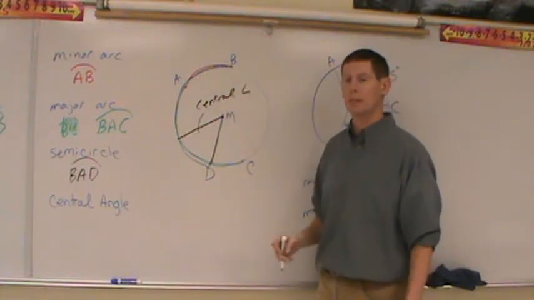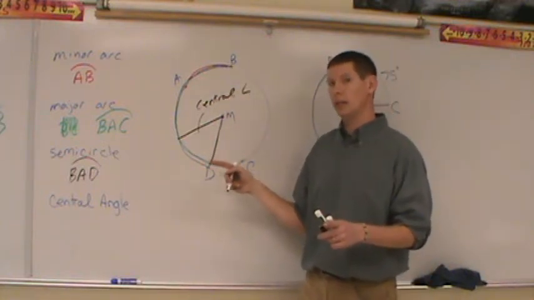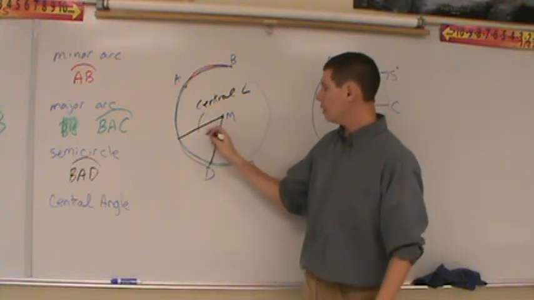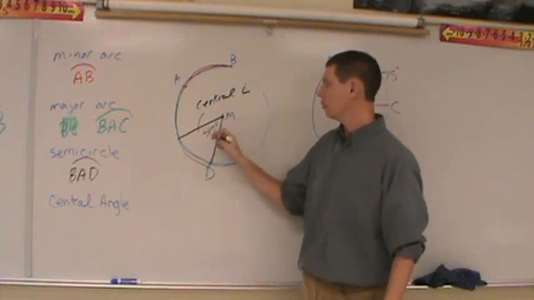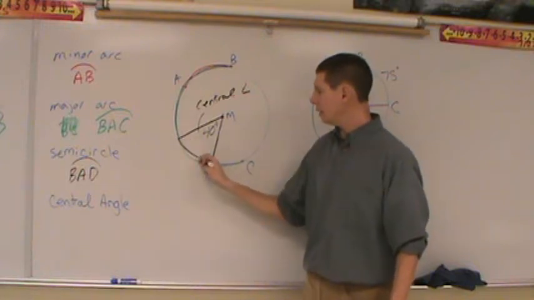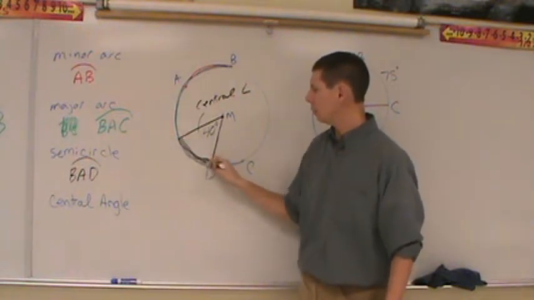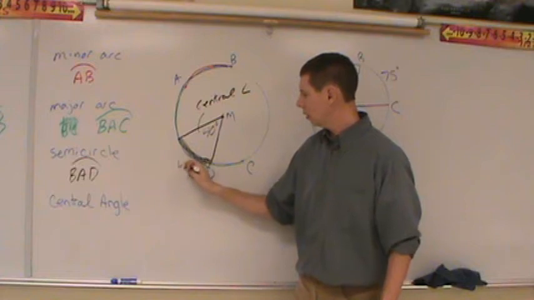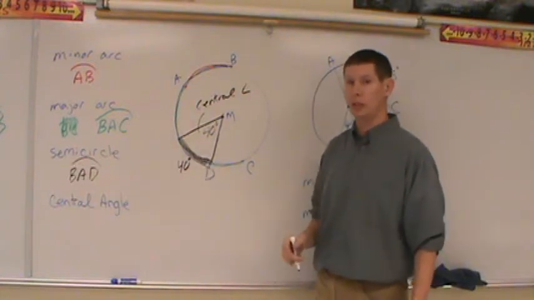And the thing about a central angle is, whatever the measure is, if it's 40 degrees, whatever arc lies in between the sides of that angle, so this part of the circle, is also 40 degrees.